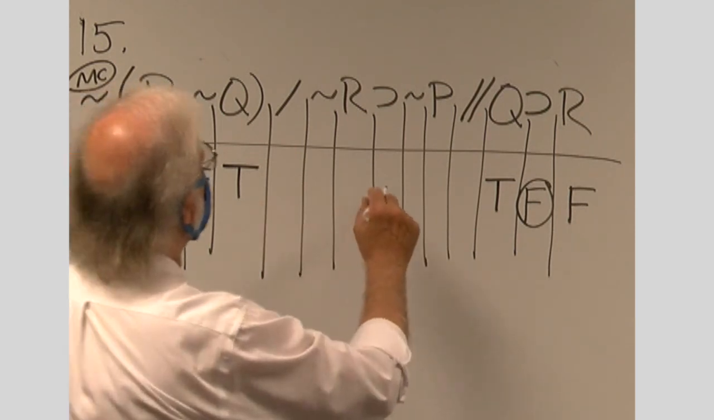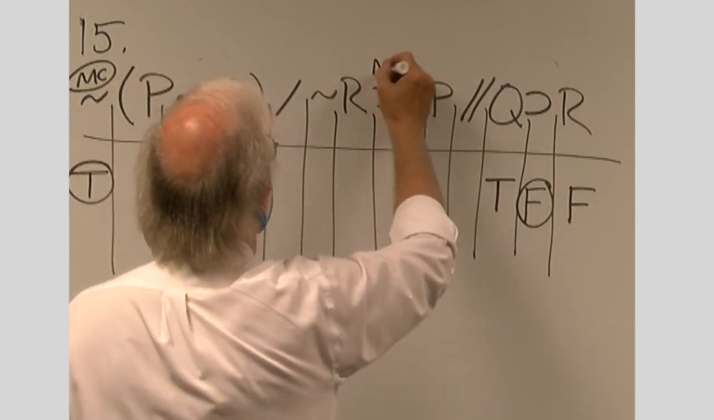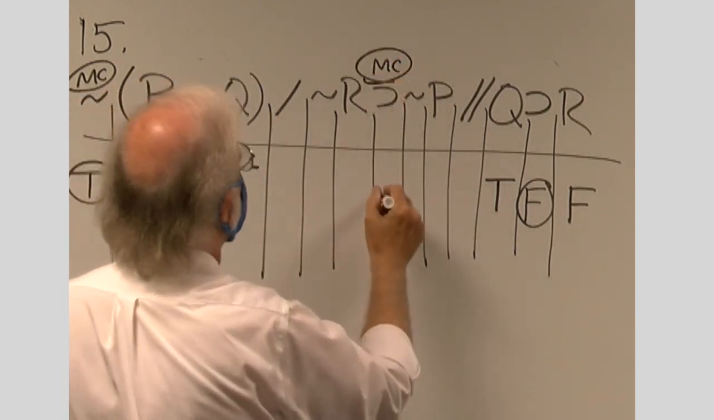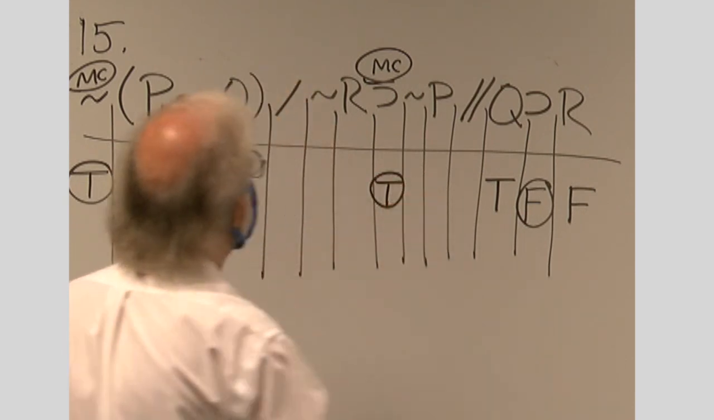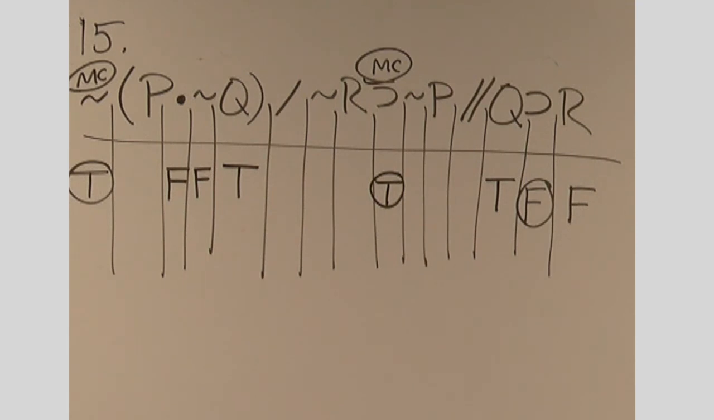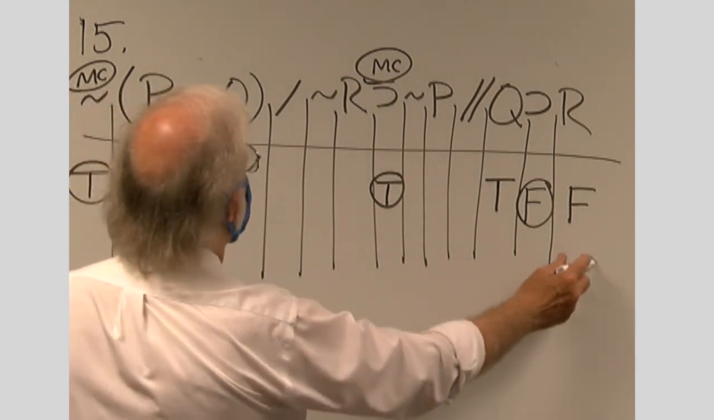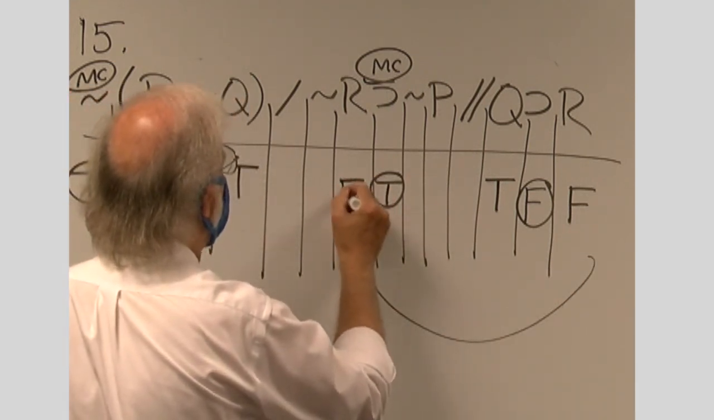Okay, now let's go to the second premise. The main connective here is the horseshoe. So we want to set it to be true. And we could proceed with the R here. R, we know from the conclusion, needs to be false again.